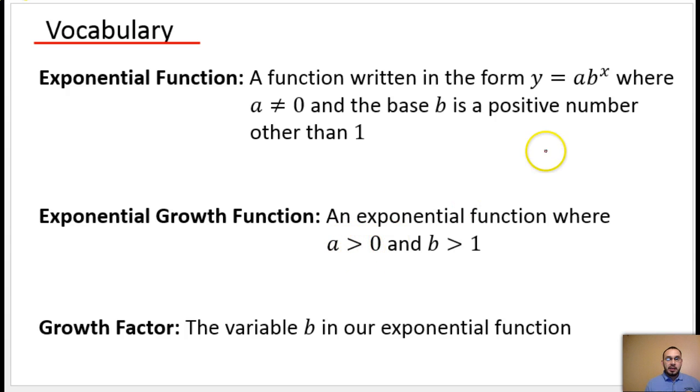A growth function is going to be a function of y equals a times b to the x, where a has to be a number greater than 0, and b has to be a number greater than 1. A quick example of this is y equals, let's say, 3 times 2 to the x power. 3 is greater than 0, and 2 is greater than 1. And then we have the vocabulary word growth factor. Growth factor is just the vocabulary word for the value of b. So this graph will actually be growing by a factor of 2.